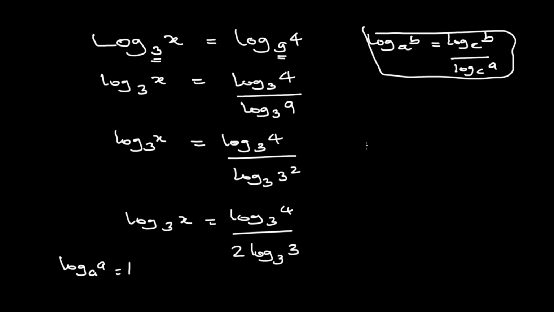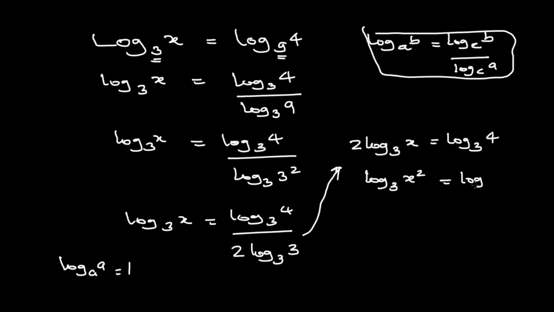So the 2 goes this side. So I have 2 log 3x equal to log 3, 4. Now I'm continuing from here. Now here I can make sure that this goes inside here. So I'll have log 3 x squared equal to log 3, 4.